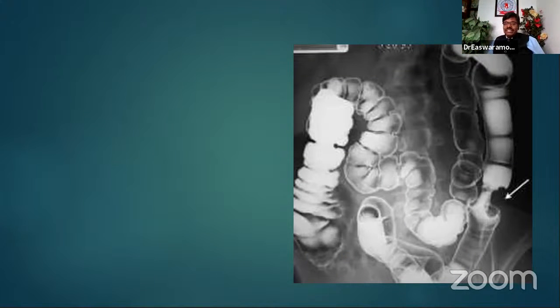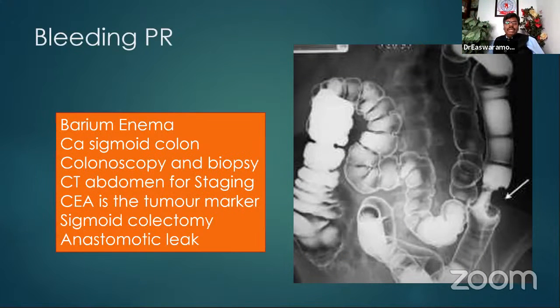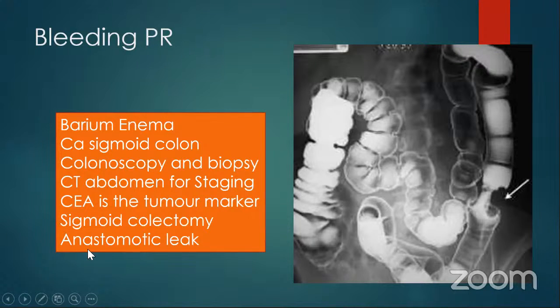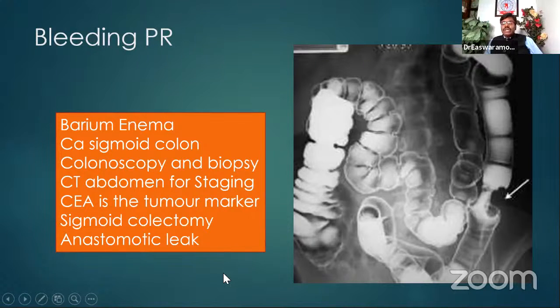I'm trying to collect all these X-rays. Seldom is barium done. But you should always know the diagnosis, whether it's sigmoid or descending colon, colonoscopy, CT. CA is a tumor marker. Yes, sir. Treatment is colectomy. Complication of colectomy is anastomotic leak.